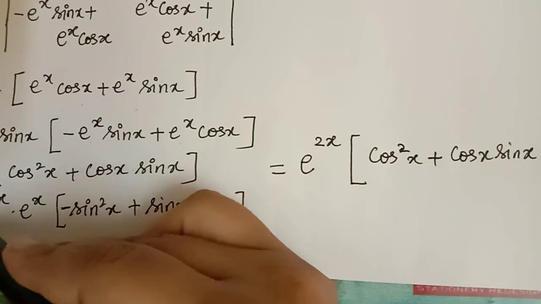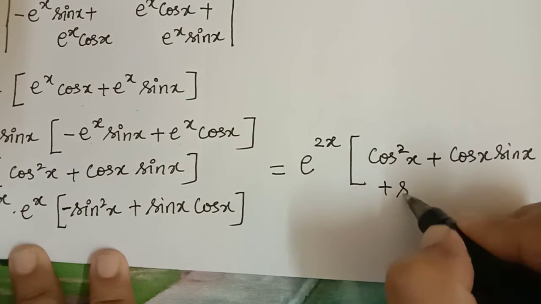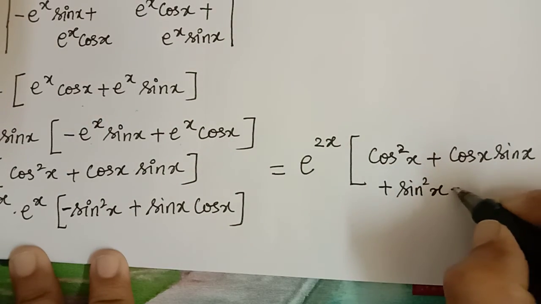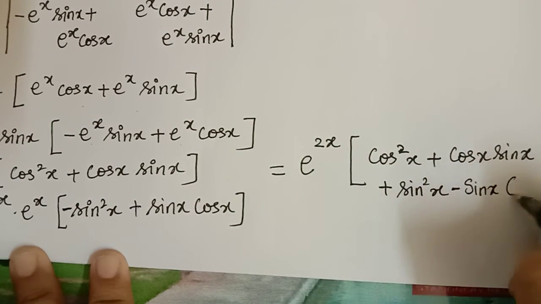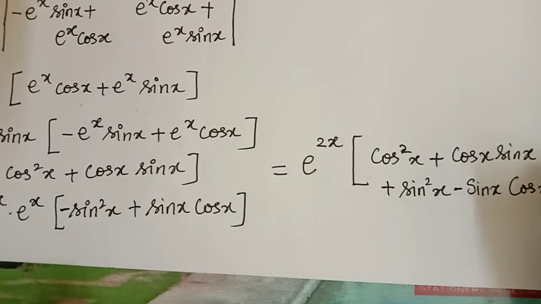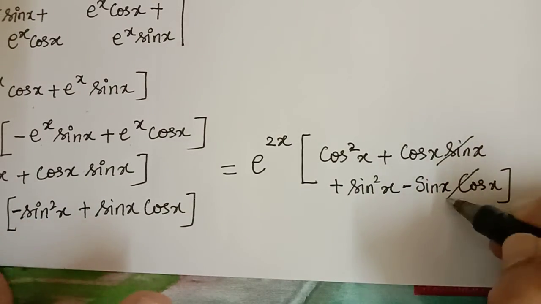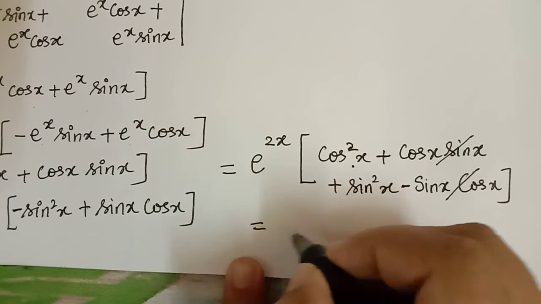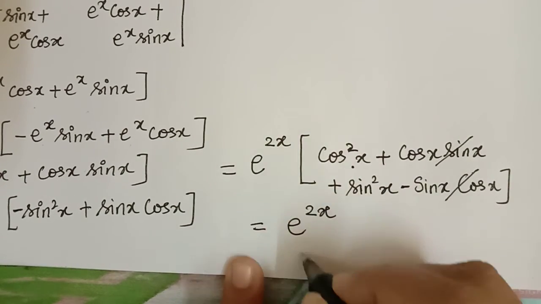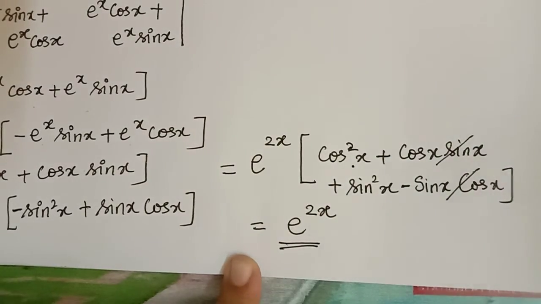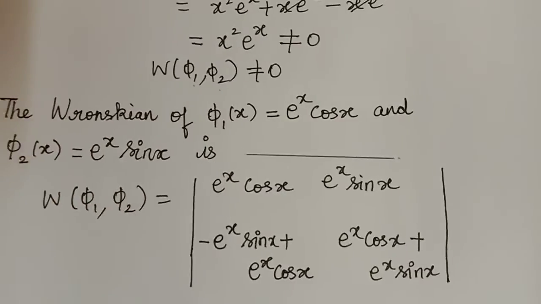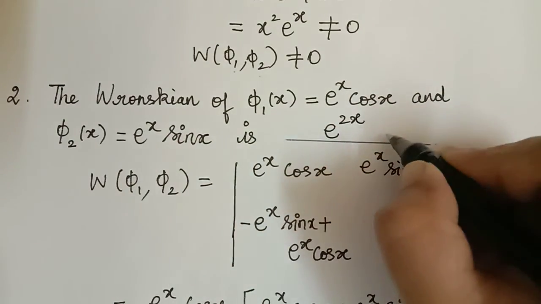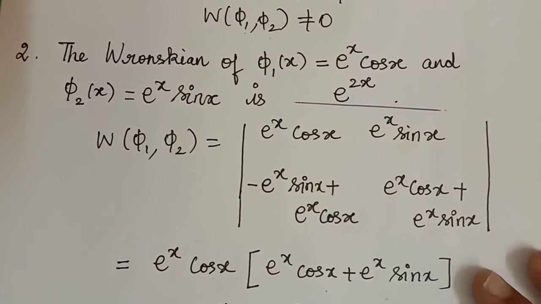And then minus into minus is plus sine squared x, and then plus into minus is minus sine x cos x. So we see that these two terms get cancelled and we get sine squared x plus cos squared x, which is 1, and so the Wronskian is e power 2x. So this is the answer, and therefore the Wronskian of these two given functions is e power 2x. Hope you have understood these two problems. Thank you.